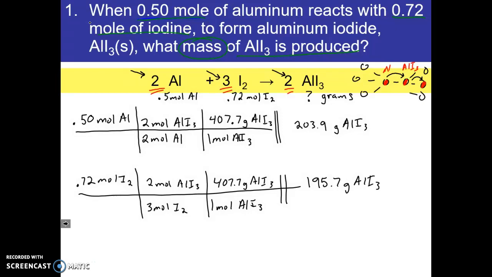So first of all, let's identify our limiting reagent. Which one has less? Which one produces less? In this case, it's this guy. So our limiting reagent is not AlI3, it's what it came from. So our limiting reagent, LR, you would say is I2. Okay, first part done.